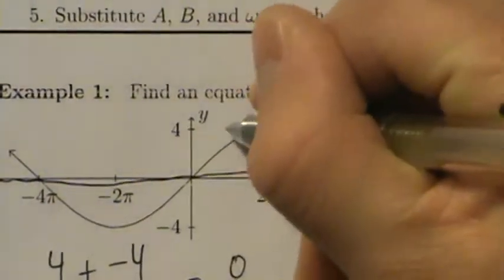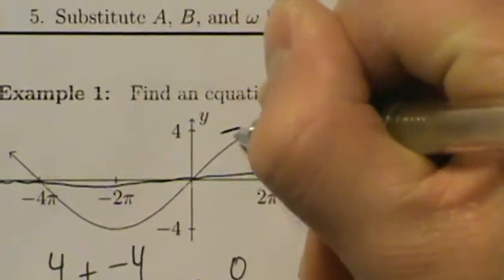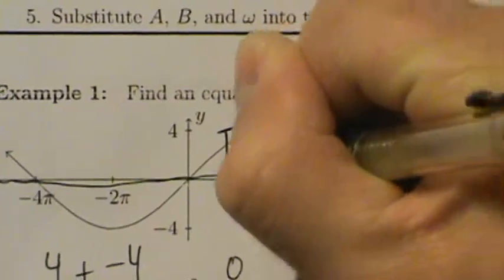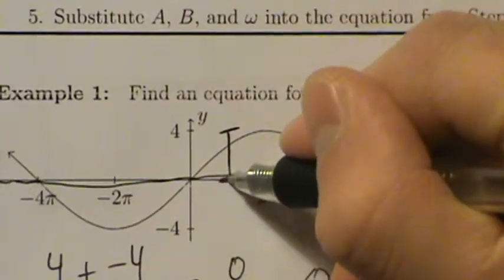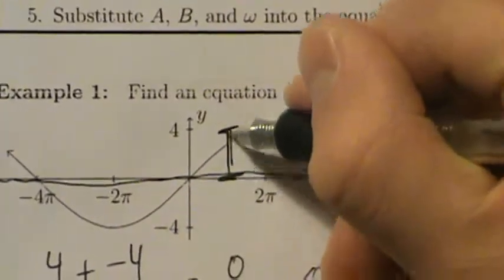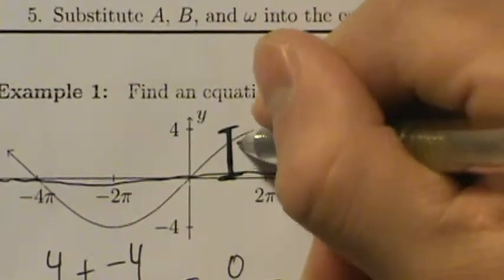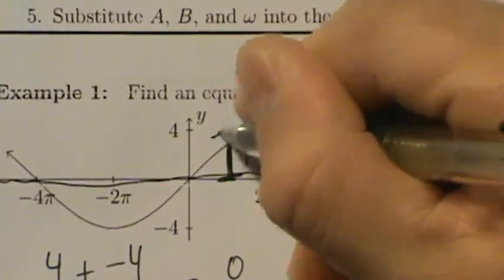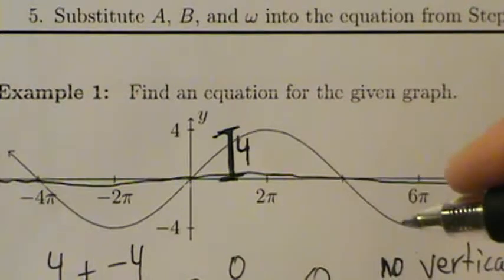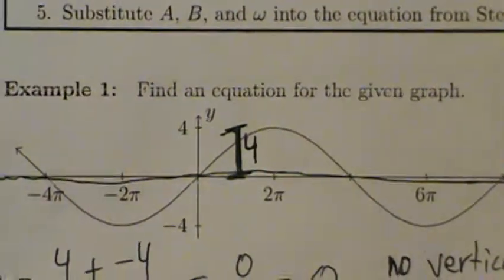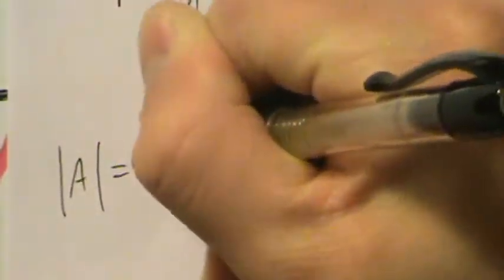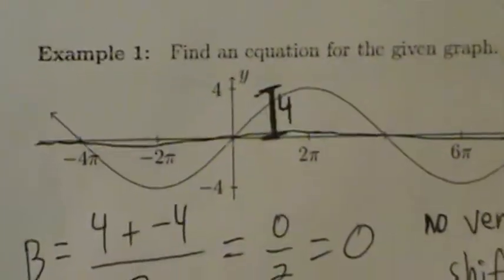So the distance from the maximum to the middle, what is that? Well, the middle is 0, and the maximum is 4. So this distance here is just 4. So what that means is that in this specific case, the absolute value of a is 4. So we can just look at the graph and see that.